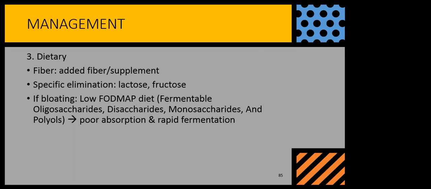And it is also stated that if the child is bloating, you can give a low FODMAP diet, which is fermentable oligosaccharide, disaccharide, monosaccharide, and polyols, because these FODMAPs can lead to poor absorption and rapid fermentation.